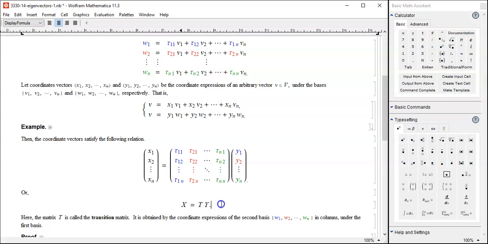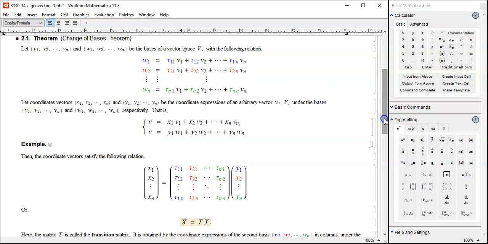x equals Ty, where T is the transition matrix obtained by putting all the coordinate expressions of W1 in the first column and all the coordinate expressions of W2 in the second column, and so on. Look at the color coding. W1 has a certain coordinate, and in the previous picture, W1 was 1, negative 1/3. So (1, negative 1/3) goes to the first column. So we are taking columns and columns and columns.